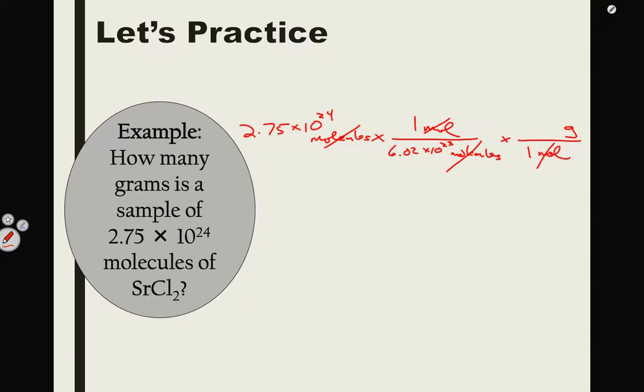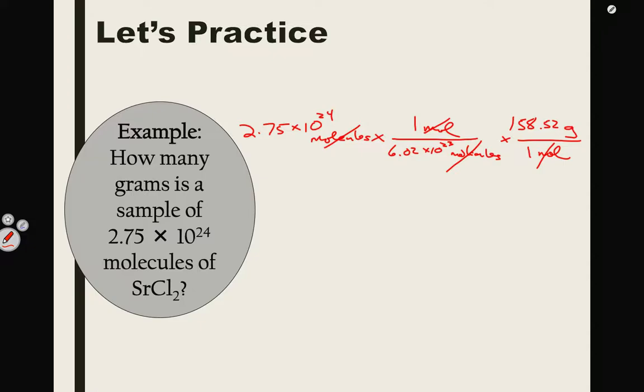Well, the molar mass of strontium chloride, I've got to calculate that real quick. It comes out to 158.52. You might come up with something a little bit different. I'm just using the periodic table in the room that's on the wall. The one that you might have might round the masses a little bit differently, but it should be close enough to that.